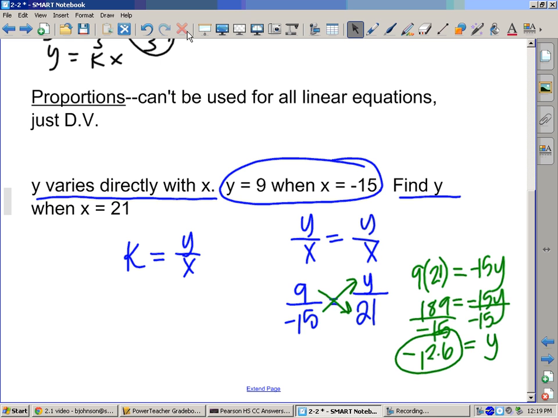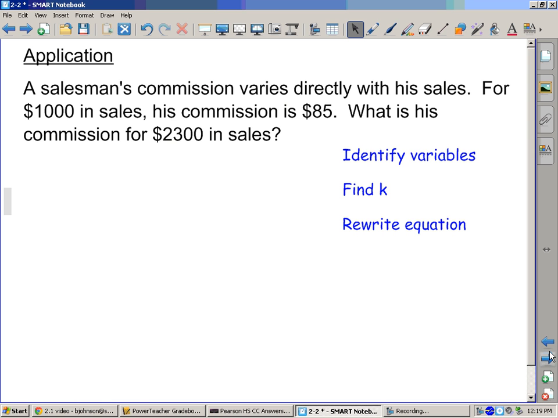Okay, our last type of problem is a word problem or an application. It says a salesman's commission varies directly with his sales, and that makes sense. The more you sell, the more money that person's going to make. For $1,000 in sales, his commission is $85. What is his commission for $2,300 in sales? I gave some hints to you over on the side there.